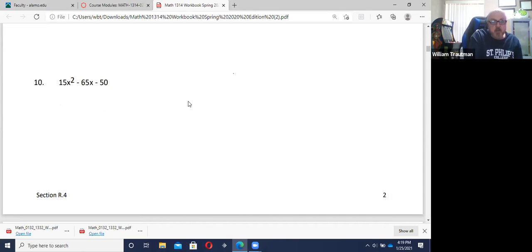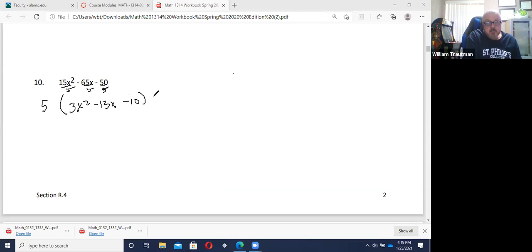Okay, so let me get back to where we were. First, we're going to factor out a GCF. You always look to factor out a GCF, and sure enough, a 5 factors out of here. When I divide them all by 5, I get 3x squared. Negative 65 divided by 5 is 13, so negative 13x, and 50 divided by 5 is negative 10. Oh wait, you said number 9, and I'm doing number 10. But that's okay, because it's very similar to number 9.